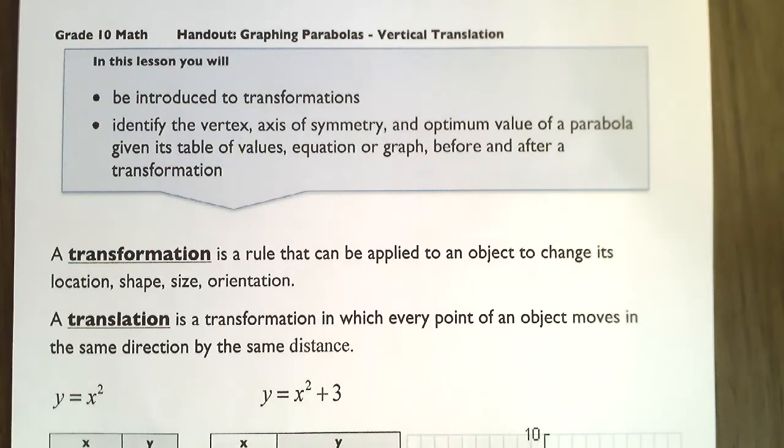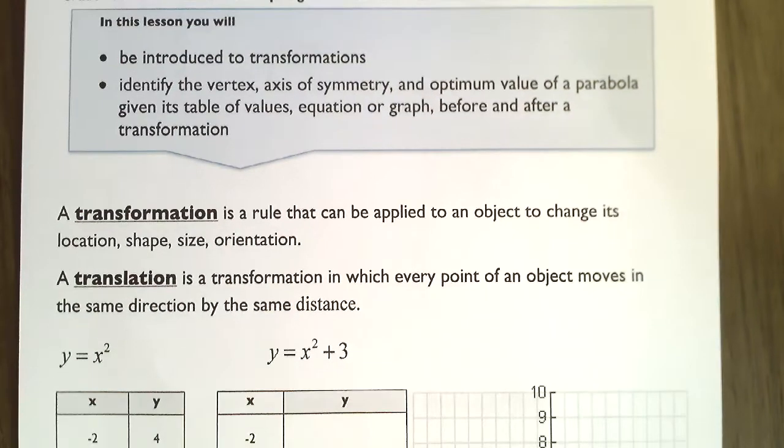In this lesson, you will be introduced to transformations and one particular type of transformation called vertical translation. And you will be able to identify the vertex, axis of symmetry, and optimum value of a parabola given its table of values, equation, or graph before and after transformation.